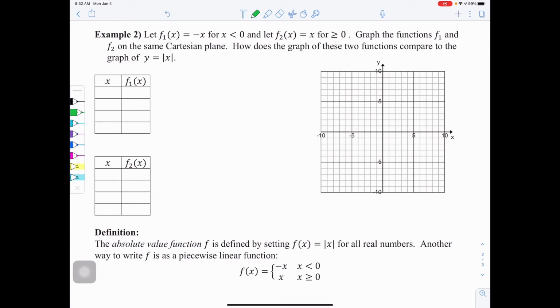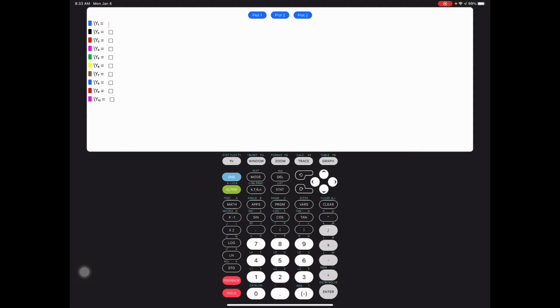So remember, we're going to use f1 of x when x is less than 0. So we have to pick numbers that are less than 0. I like to go in an increasing fashion here, so I'm going to go -4, -3, -2, and -1. And remember, here we're using f of x equals negative x. If you look at this as being mx plus b, this has a slope of -1 and a y-intercept of 0, and we're only going to graph it when x is less than 0. Now you can use your graphing calculator to help you do this. Y equals, and I will hit negative x.